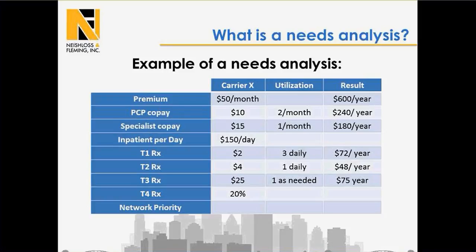You would look at the carrier and say, okay, the premium is $50 a month, so that's going to be a result of $600 a year for them. Their PCP copay is $10 a visit. Utilization, they see them 2 times a month, so that's $240 a year just to see their PCP. Specialist copay is $15. You know, they see them once a month, that's $180.